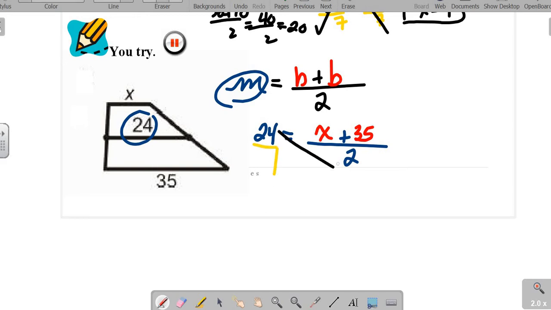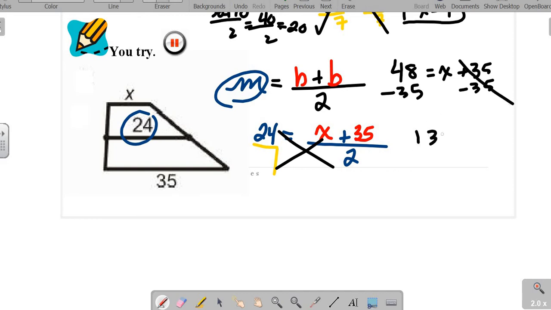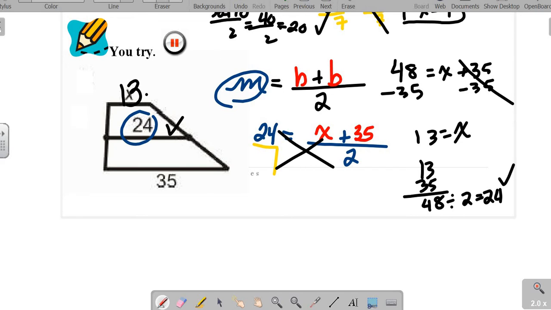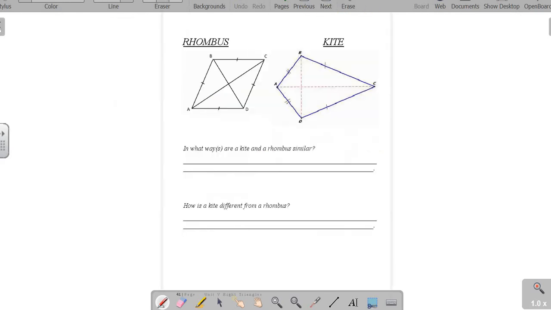And now you cross multiply. And then you do a check. 13 plus 35, 48 divided by 2, 24. There's your check. Okay, so that's a trapezoid.